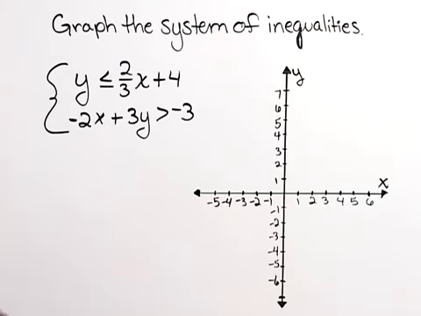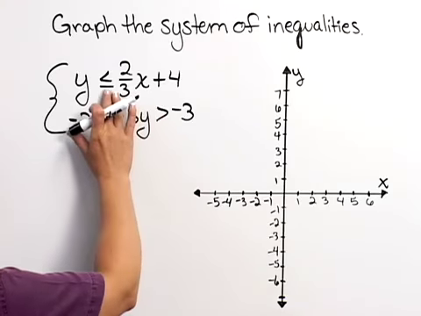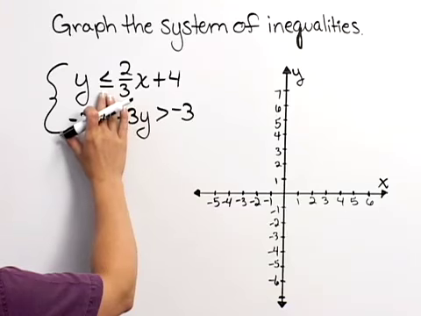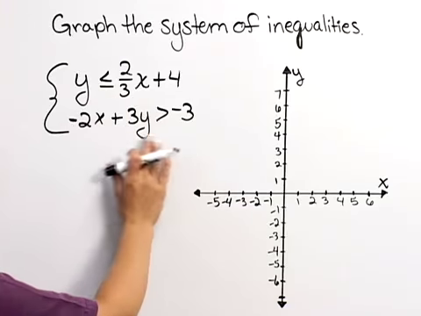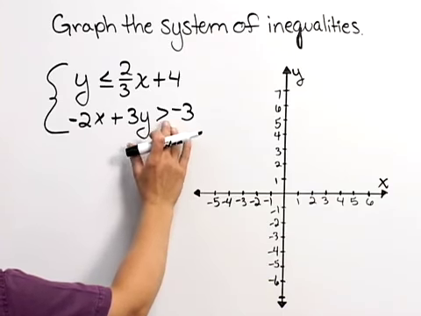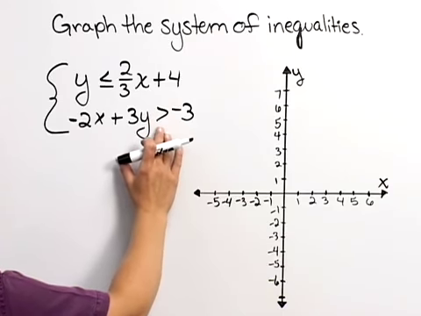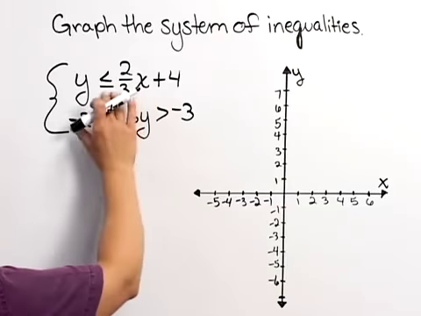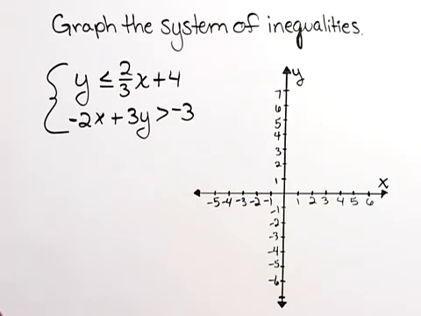For this particular system, notice that our first equation has a less than or equal, so it will be a solid line. Our second inequality will have a dashed line, since this is just greater than and not greater than or equal to. So we'll have a solid here and a dashed here.